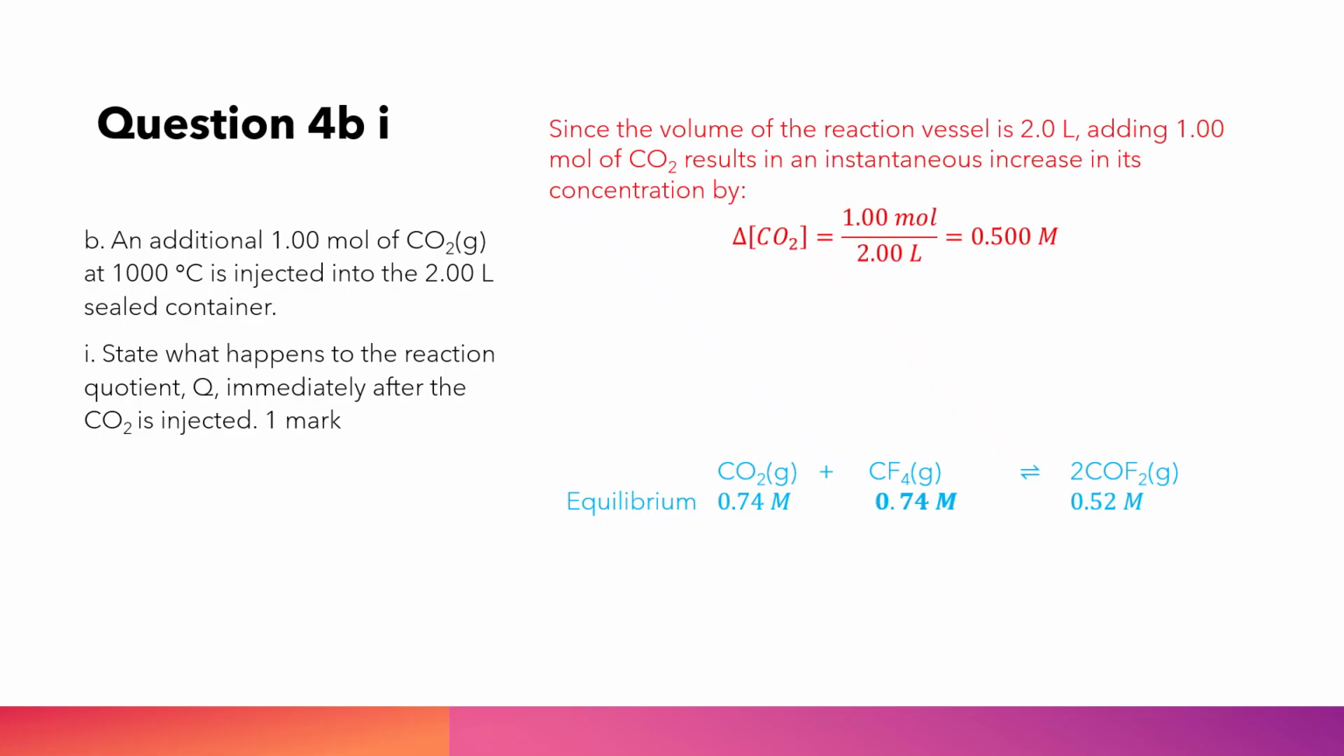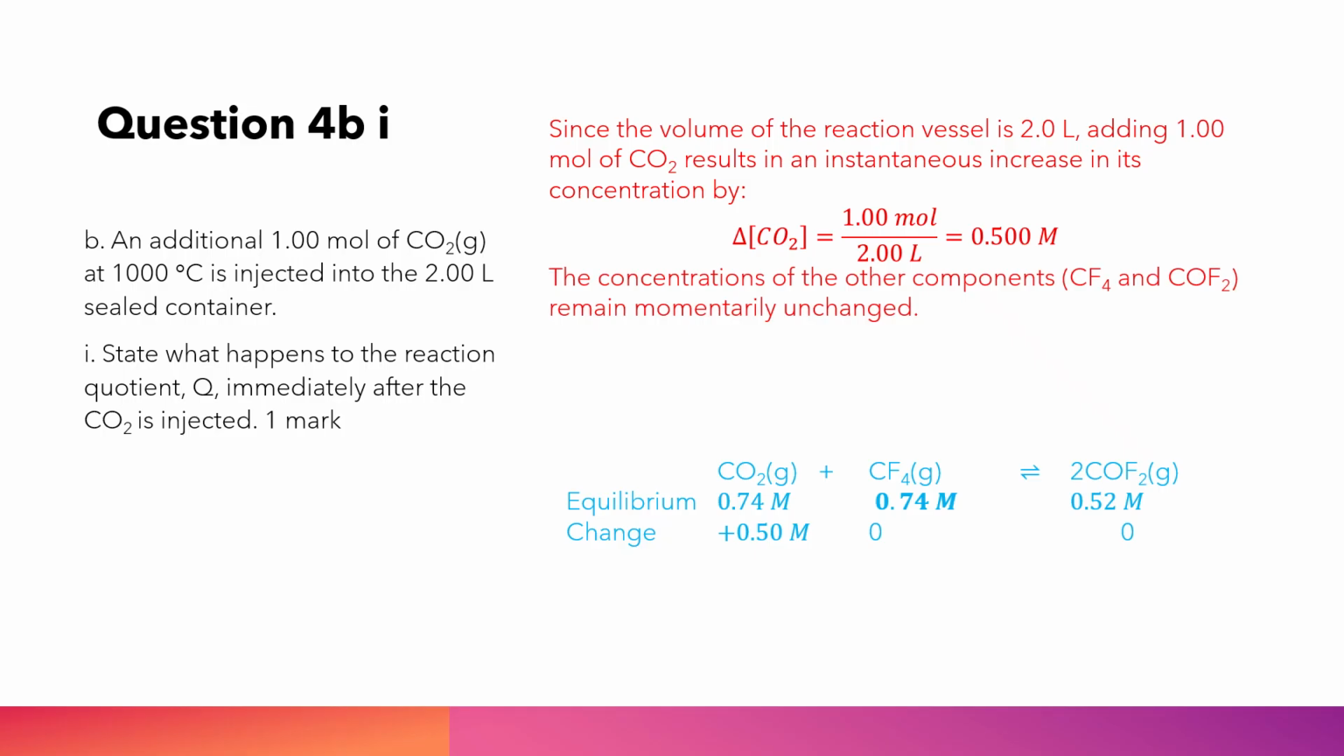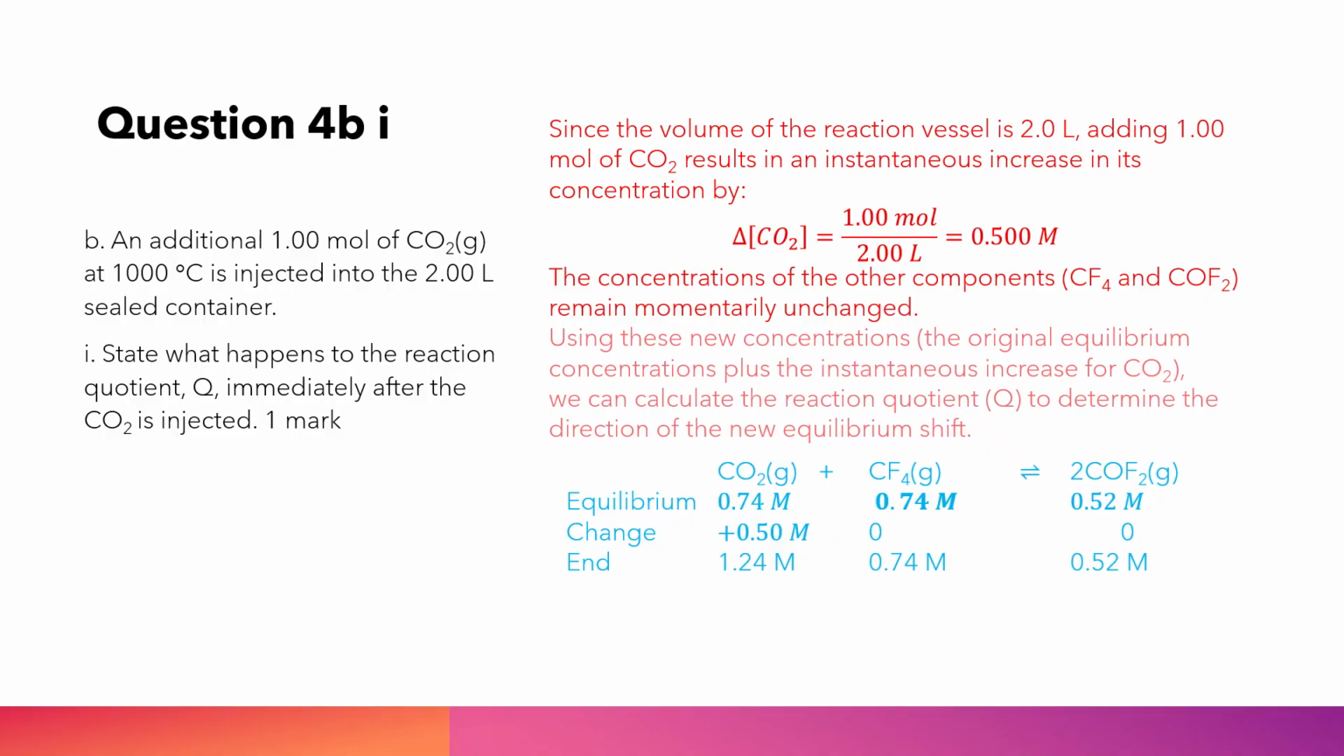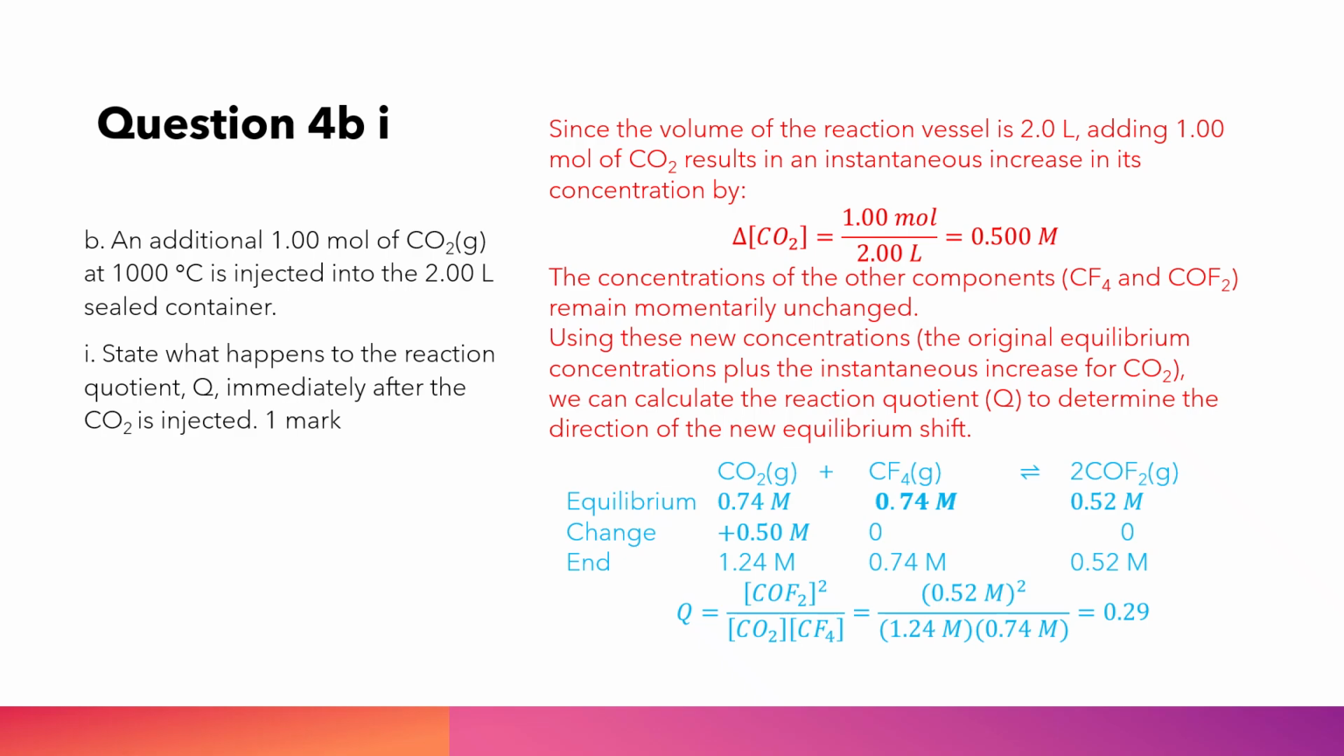Since the volume of the reaction vessel is 2.0 L, adding 1 mole of CO2 results in an instantaneous increase in its concentration, while the concentrations of the other components, the CF4 and COF2, remain momentarily unchanged. Using these new concentrations, the original equilibrium concentrations plus the instantaneous increase for CO2, we can calculate the reaction quotient, Q, to determine the direction of the new equilibrium shift.